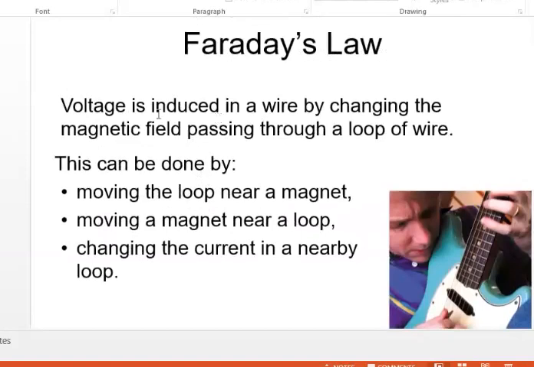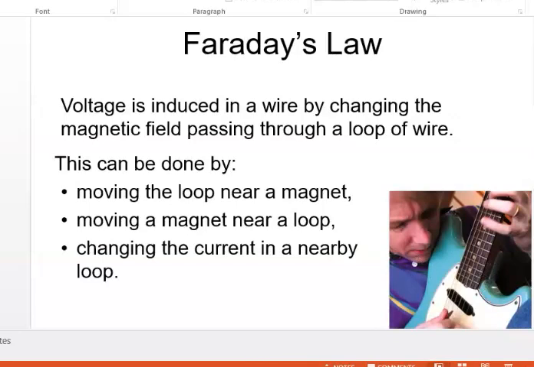So voltage is induced in the wire by changing the magnetic field passing through the loop of the wire. You can see an example here. This is a musical instrument. You would know the name of this instrument. The working of this instrument is based on electromagnetic induction.